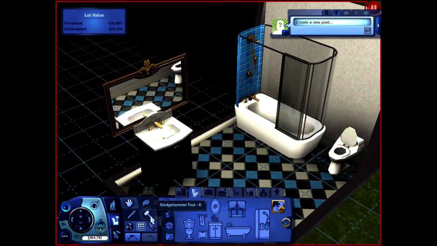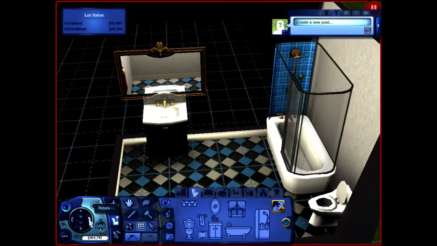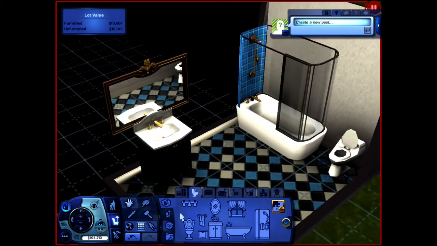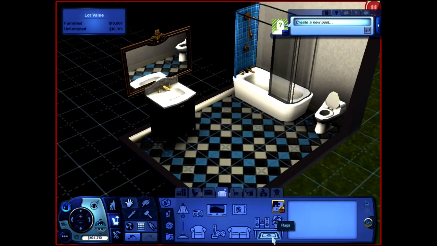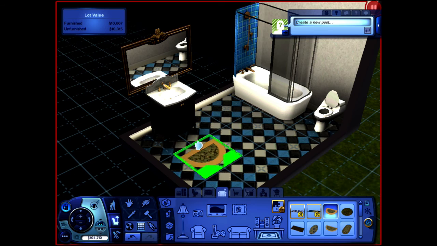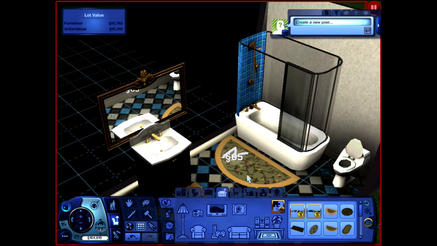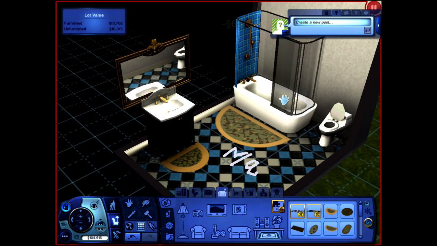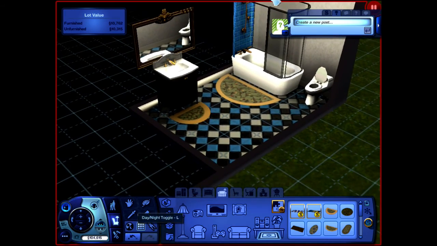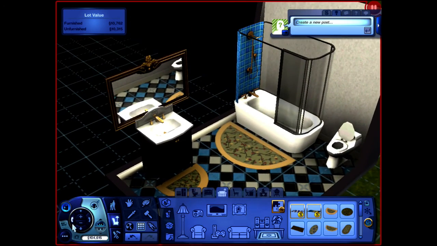Let me see if I could put in some bath mats. How about we put in some mats? Bath mat. Well, this is the mat for the sink area. Let's go ahead and add a mat over here. So when the kids get out of the tub, they're soaking wet, they don't make the whole bathroom slippery.